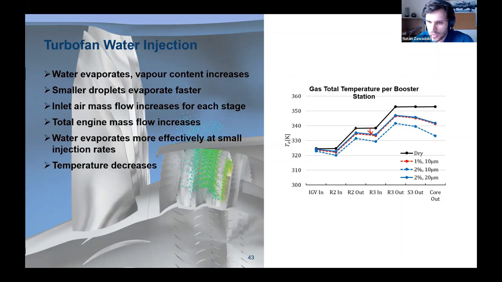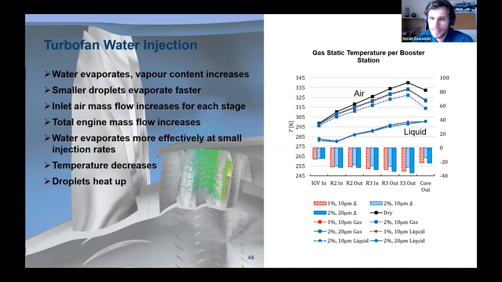So usually the temperature stays more or less constant during the dry case, but here the droplets keep evaporating throughout the stators. Now, this is something that we wouldn't be able to get from an analytical model, for example, which is a visualization of the fact that there's heat transfer between the air phase and liquid. So the liquid temperature increases as the air temperature increases.